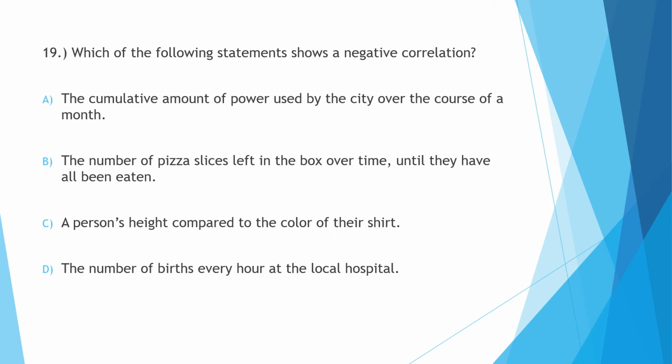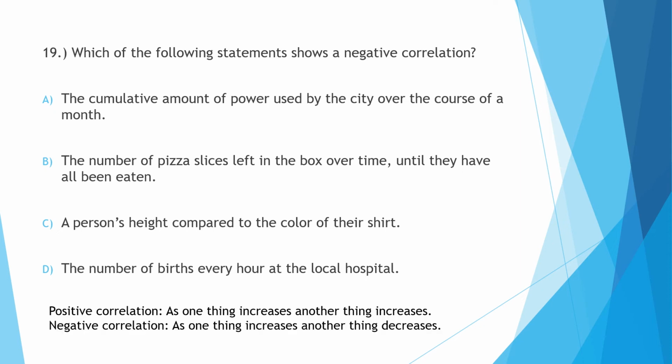Which of the following statements shows a negative correlation? A correlation occurs when two things will numerically affect each other. A positive correlation will occur when, as one thing increases in value, another thing increases in value as well. A negative correlation will be as one thing increases in value, another thing will decrease in value.